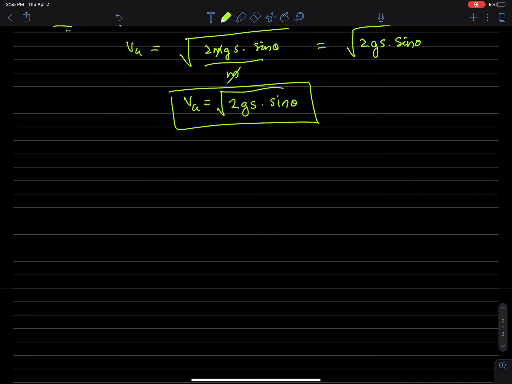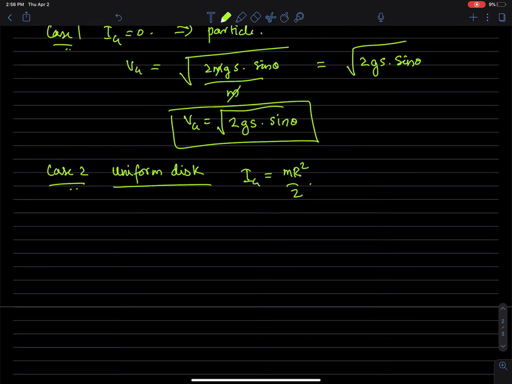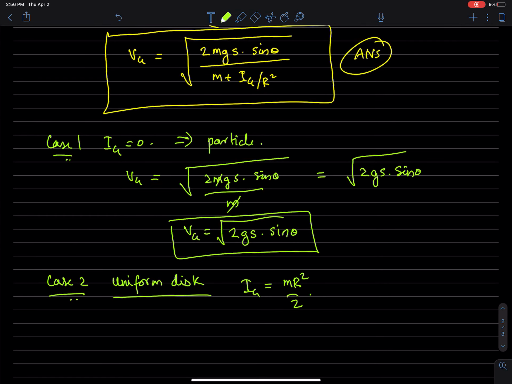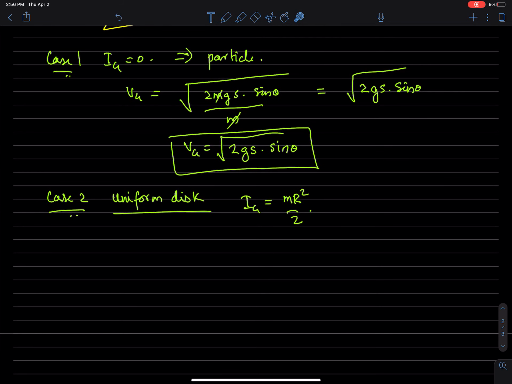What if it was a disk? Uniform disk. Then you have Ig equals m r square by 2. So let's plug that into this expression. So we have Vg equals square root of 2mgs sine theta divided by m plus Ig by r square.